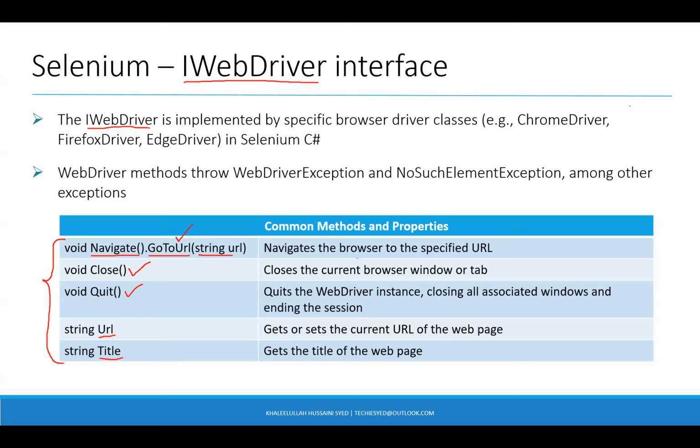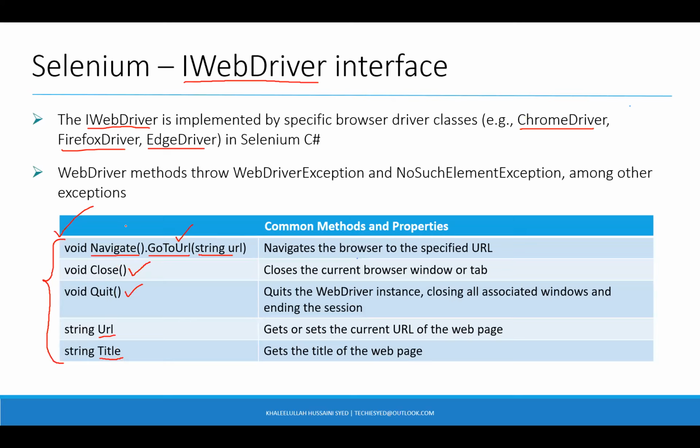Now, these methods and properties are going to remain the same no matter which implementation of this web driver you're using. There are different implementations, like there is a Chrome driver, a Firefox driver, an Edge driver, and so on. All of these implementations are going to have the same set of methods. Even if you go from C# to, say, JavaScript, you are again going to have similar methods, but the naming convention will be different.